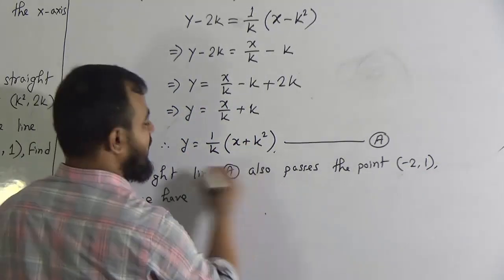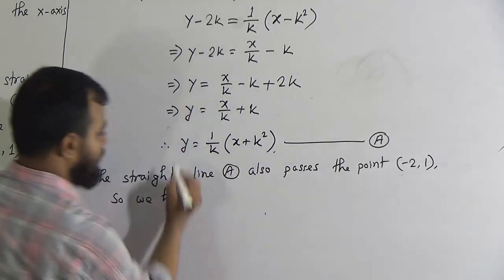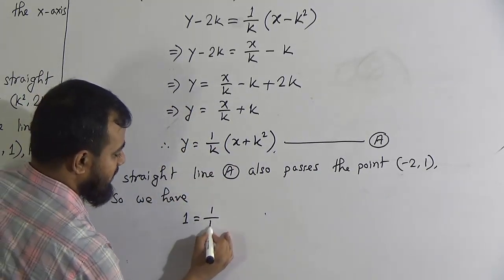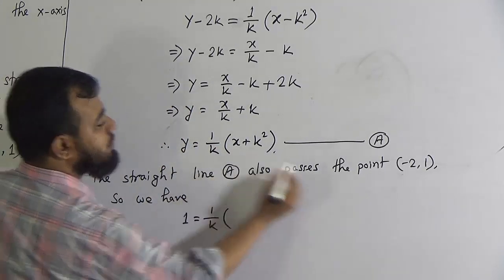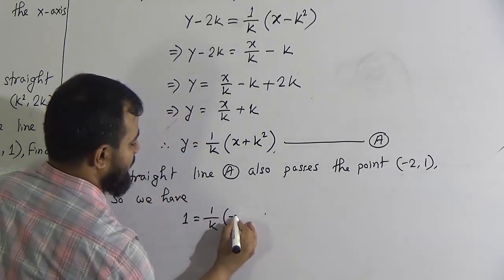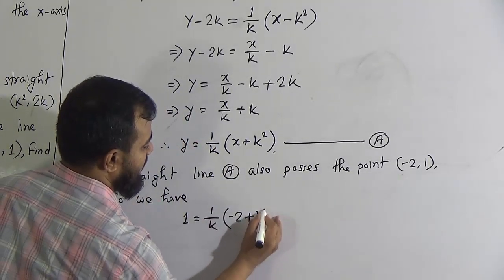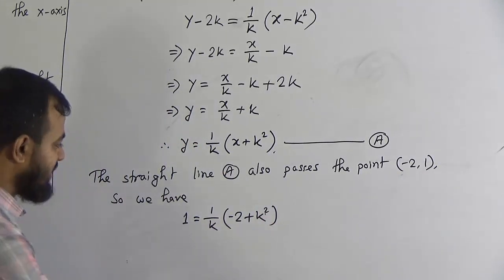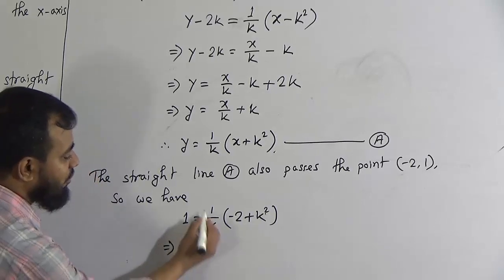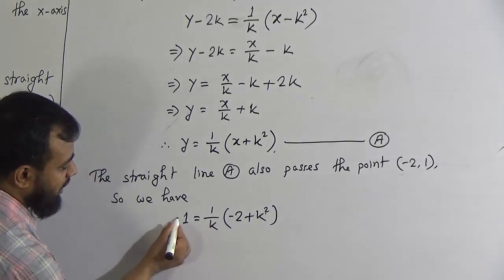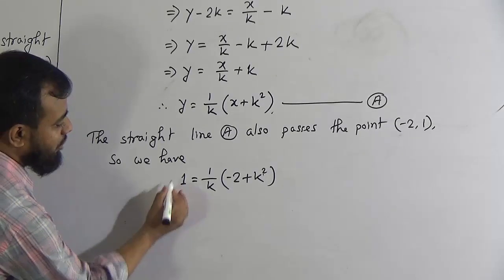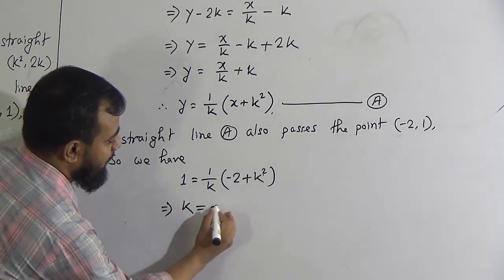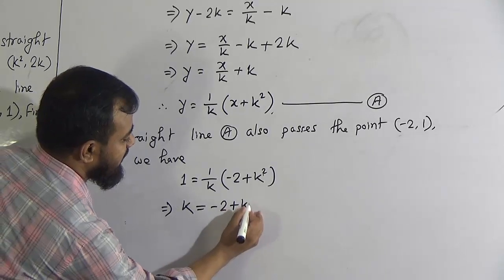Now the value of y here is what? Y is 1. So we can write down 1 that's equal to 1 over k into the value of x, which is minus 2, plus k square. Now from this equation we need to find the value of k. So easy, my dear students. Now 1 over k needs to be multiplied with 1. If we transfer this one, it will be multiplied with 1. So 1 multiply k, it will be k, that's equal to minus 2 plus k square.